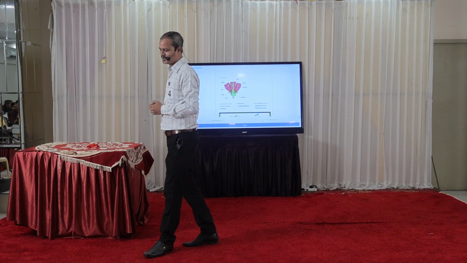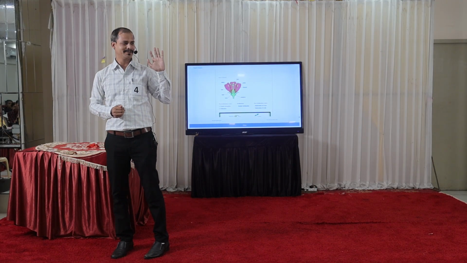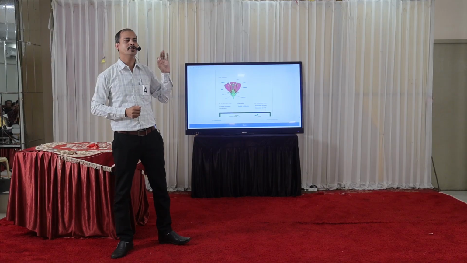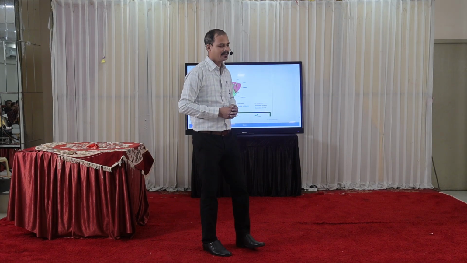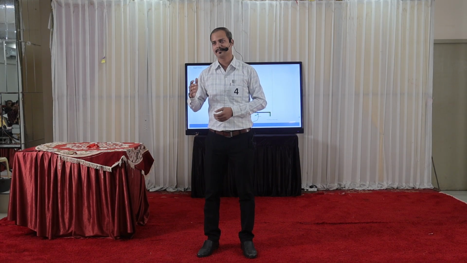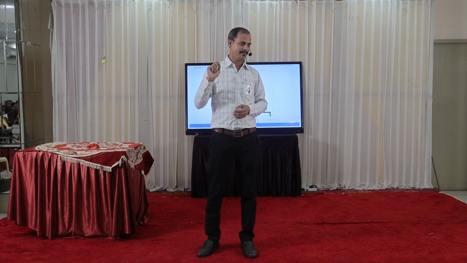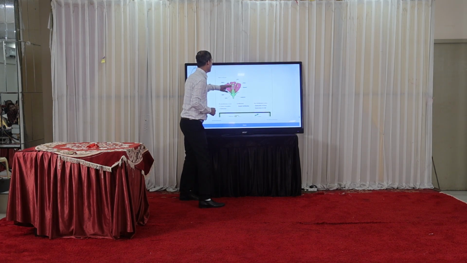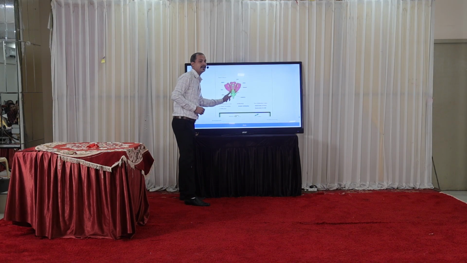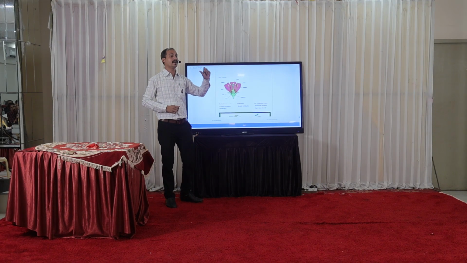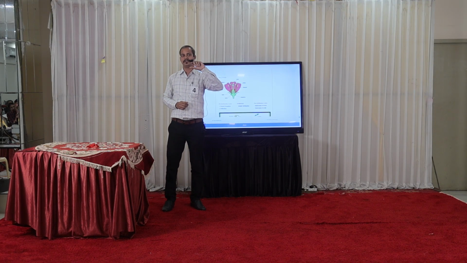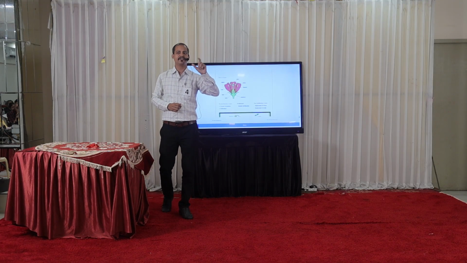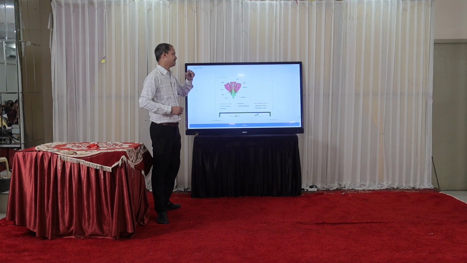Now, the stamen is the male part, so its function is to produce the male gamete. Stamen produces the male gamete. Then the pistil produces the female gamete, right? Now the stamen has two parts, anther and filament. Anther produces pollen grains.